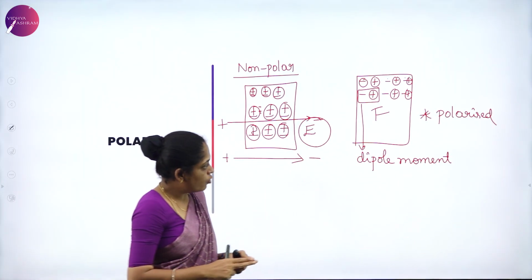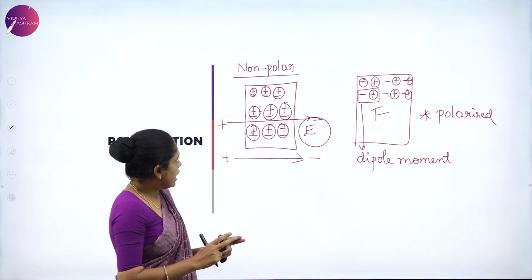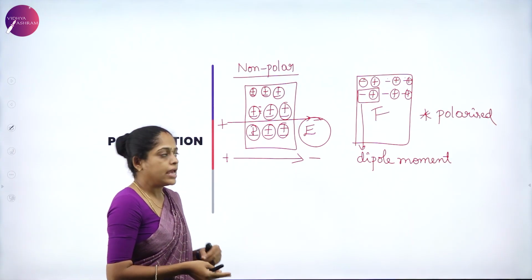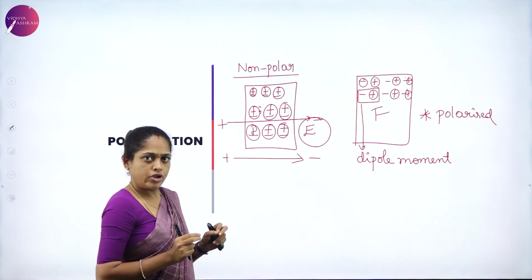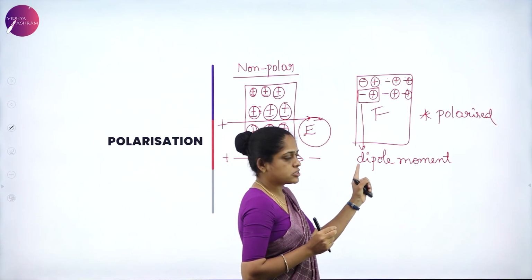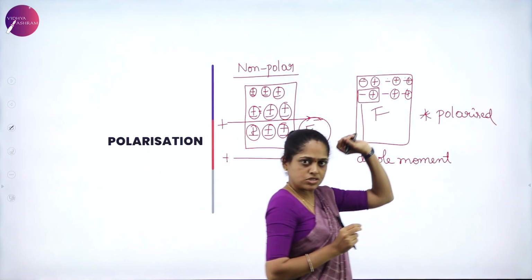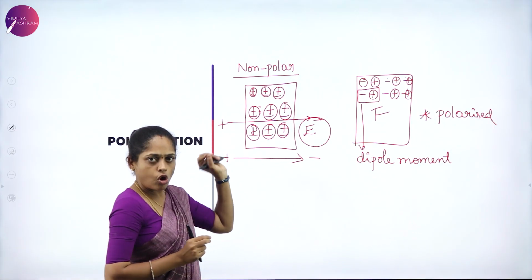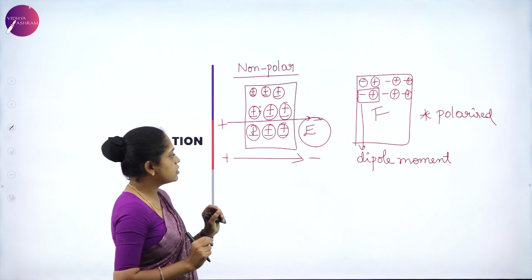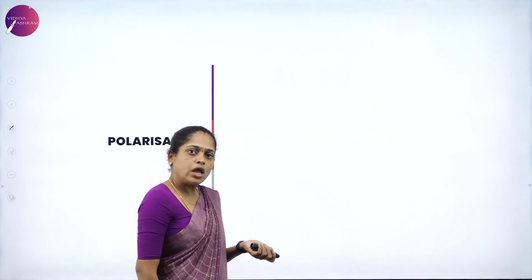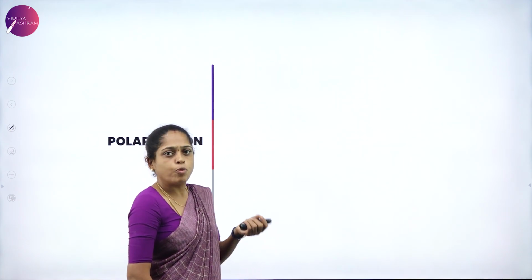Now, what is polarization? When a dielectric is placed in an external electric field, it develops a dipole moment. That is polarization. This is for non-polar. Now let us consider the polar. How does the polar dielectric get polarized?